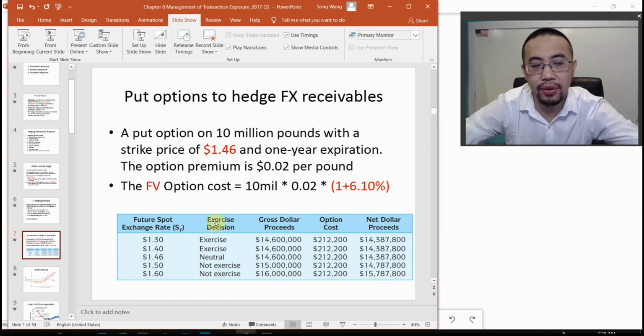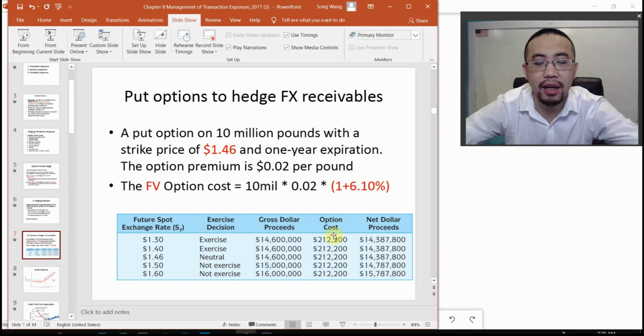Okay. And you will need to know, under each possible spot rate, what would be your exercise decision? Do you let the option expire? You exercise it? And what will be your dollar proceeds? And also, if you are trading options, no matter whether you are buying a put option or buying a call option, you always pay the premium as a buyer.